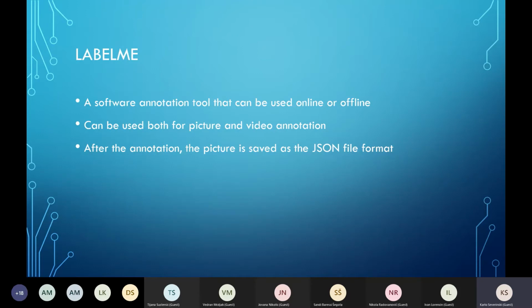For the annotation, we used the LabelMe software. It can be used offline or online, and we used the one that can be used with Anaconda because it was convenient for us. With LabelMe, we used the images we got, annotated the bladder and prostate, and generated these JSON files from which we later got our masks and pictures that we can use in the segmentation.